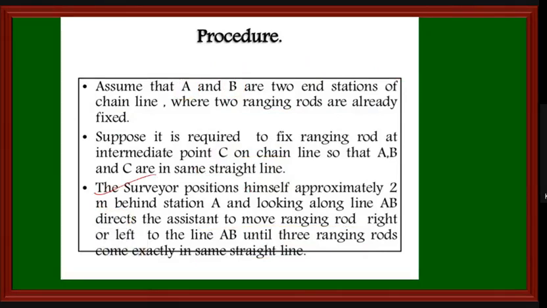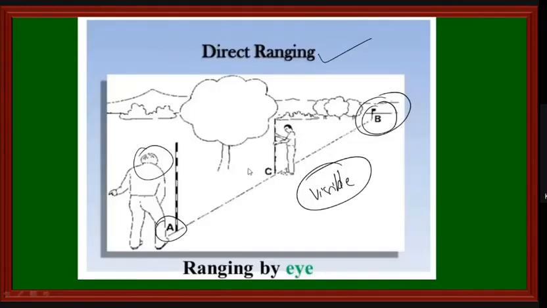So the surveyor positions himself, the XYZ, approximately 2 meters behind station A and looking along the line AB, and directs the assistant who is holding the ranging rod to move it right or left to the line AB until three ranging rods come exactly in the same straight line. Here you can see he is the surveyor.